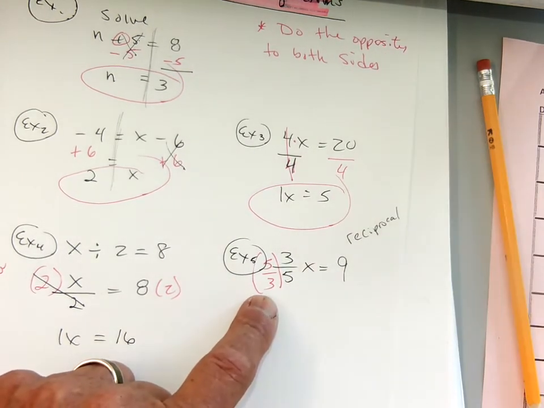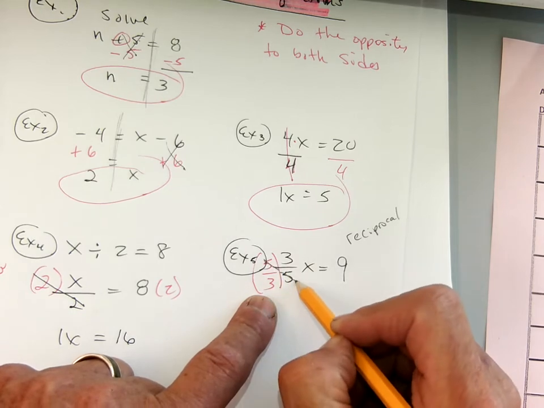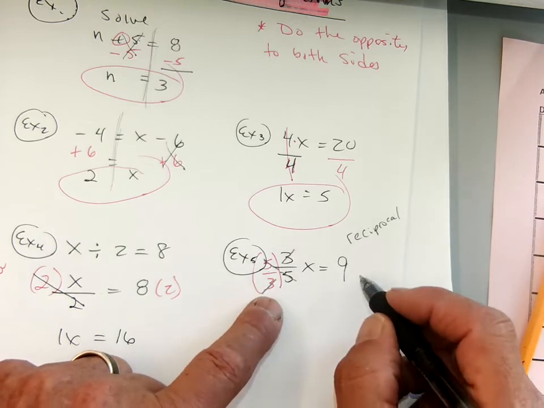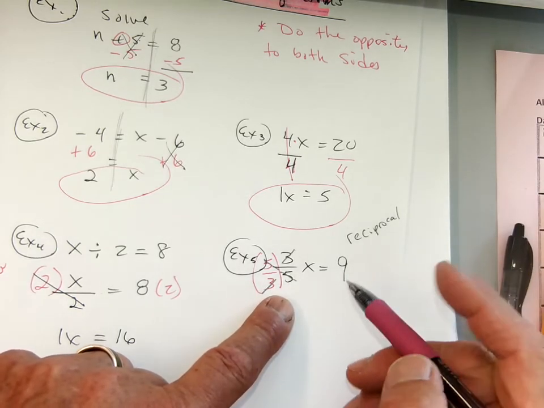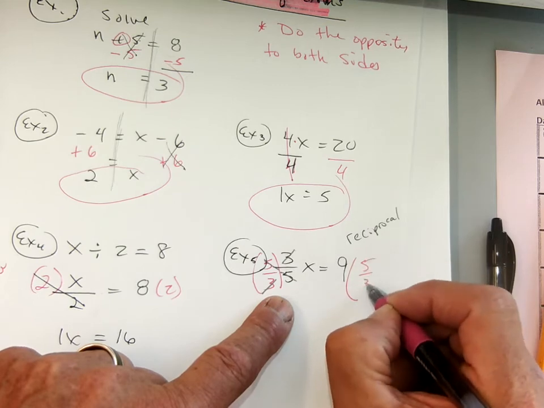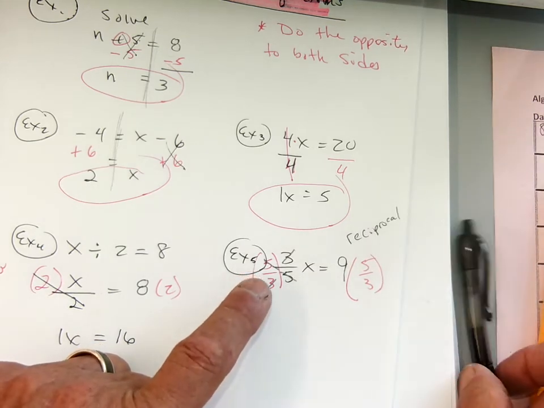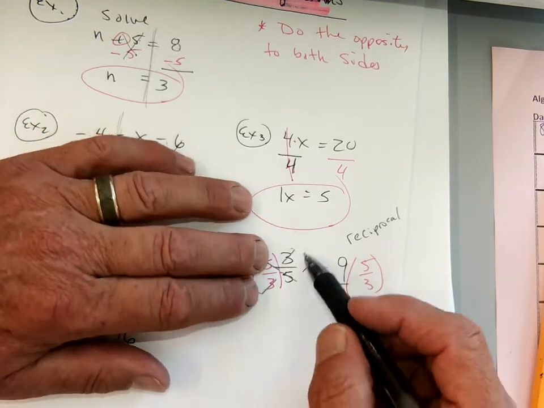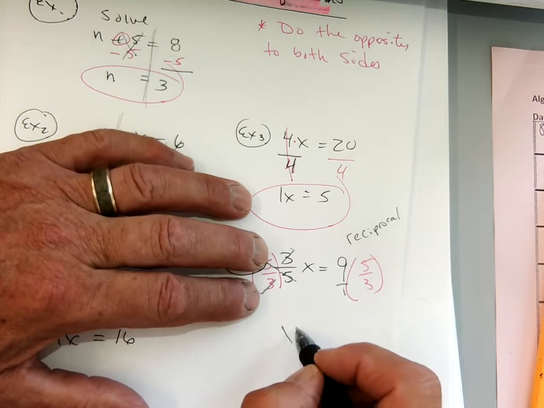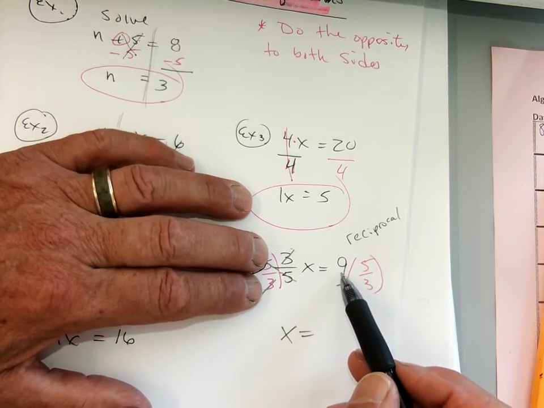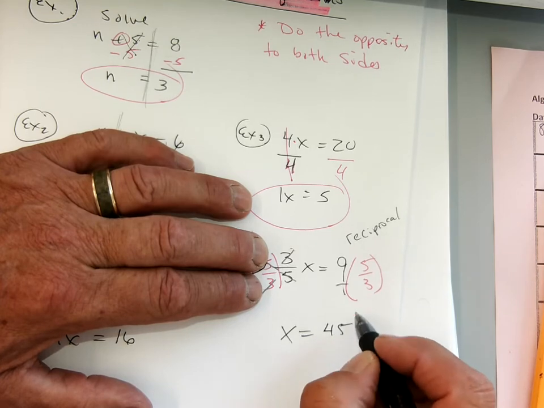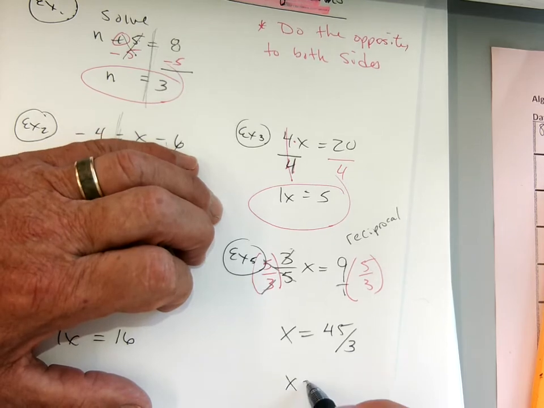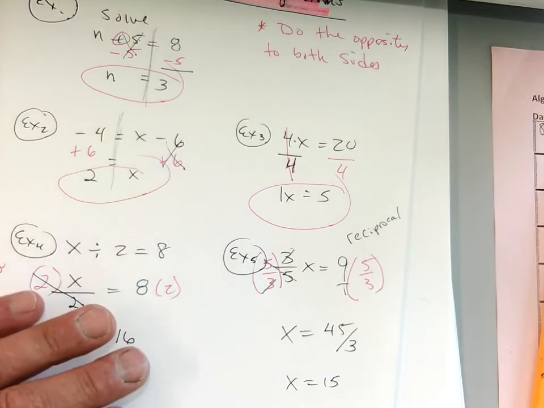Now the reason this works, watch. 5 over 5 cancels. 3 over 3 cancels. Okay. Now I have to do that to the other side. Multiply this side also by 5 over 3. Let me back up. I'm sorry. Multiply by the reciprocal. So I cancel 3, cancel 5, so I'm just left with an x. But the answer is 9 times 5, which is 45, divided by 3. X is 15. Okay, that's all I have.